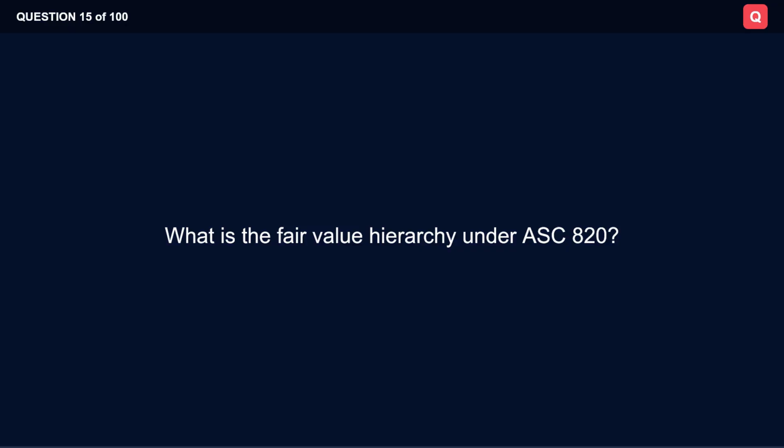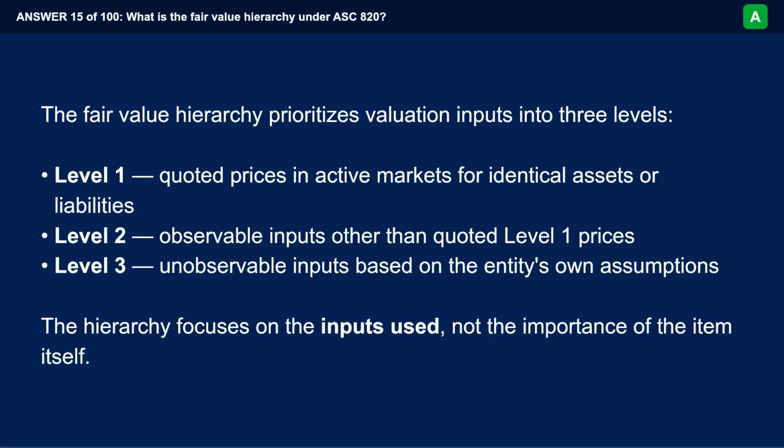What is the fair value hierarchy under ASC 820? The fair value hierarchy prioritizes valuation inputs into 3 levels. Level 1, quoted prices in active markets for identical assets or liabilities. Level 2, observable inputs other than quoted Level 1 prices. Level 3, unobservable inputs based on the entity's own assumptions. The hierarchy focuses on the inputs used, not the importance of the item itself.